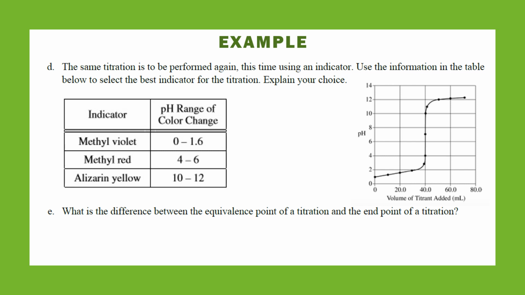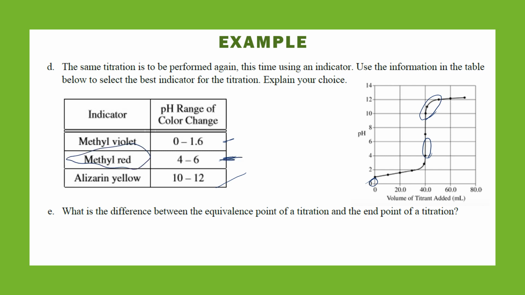So you need to look at where the color change is happening in the pH range. Methyl violet is in the 0 to 1.6 range, so it's changing right here, nowhere near the equivalence point. Methyl red changes in the 4 to 6 range, which is right there. And alizarin yellow changes in the 10 to 12 range. So in this case, pH 4 to 6 is going to be our best choice, so methyl red.